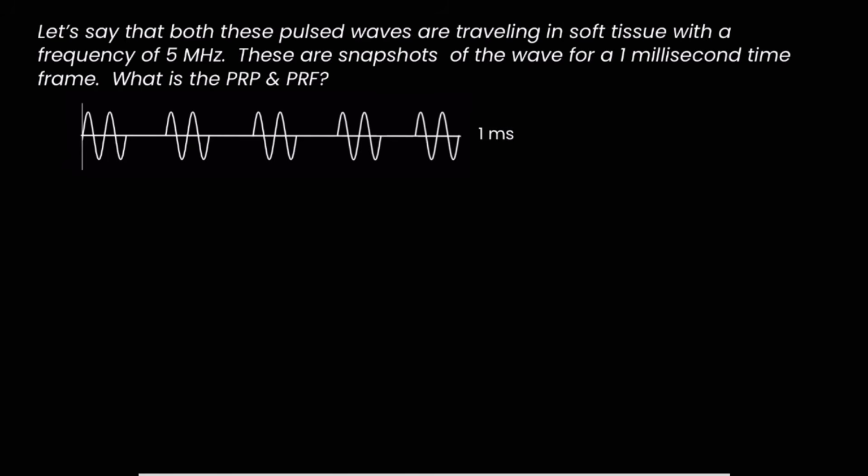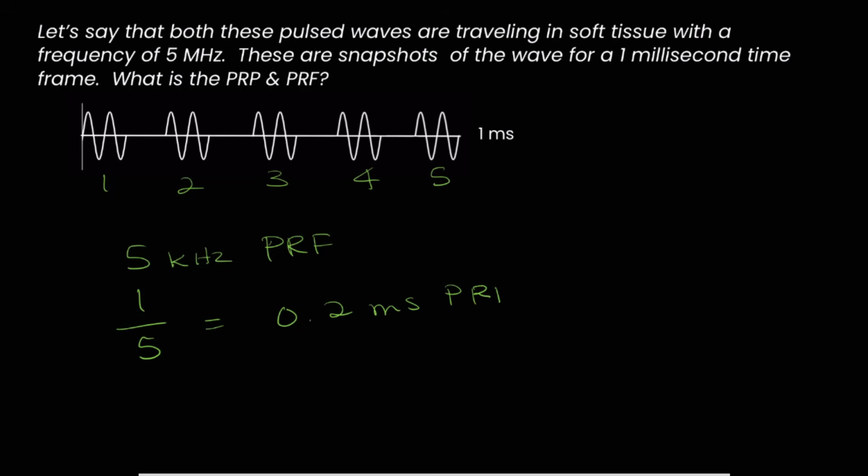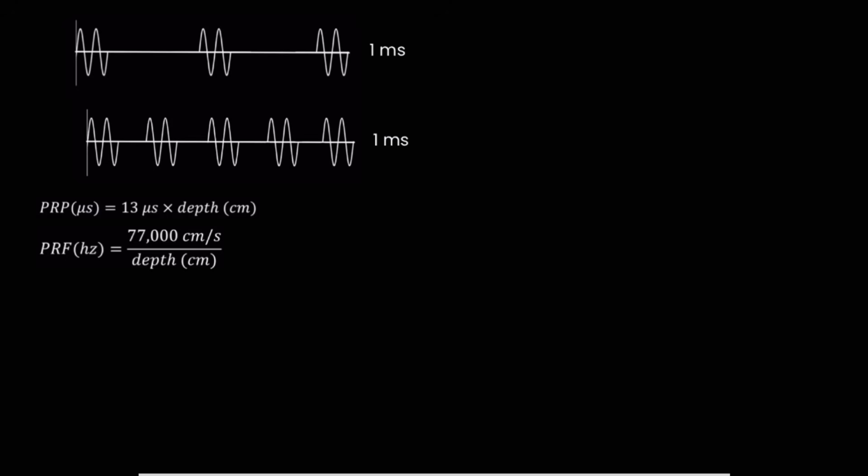Now let's take a look at an example that increases the number of pulses per millisecond. This time we have 5 pulses. 1, 2, 3, 4, 5. So our pulses per second is 5,000 or 5 kilohertz. To calculate PRP then, we are going to divide 1 by 5, and that is going to give us 0.2 milliseconds for the PRP.